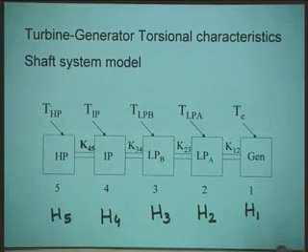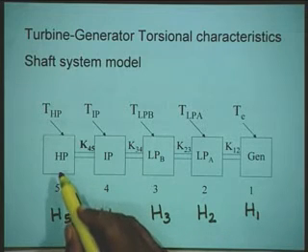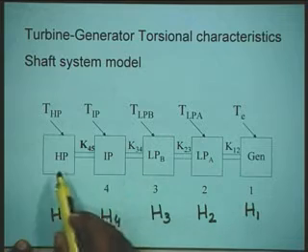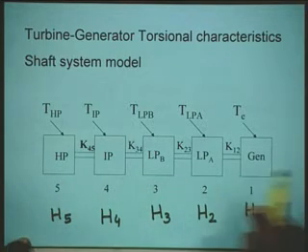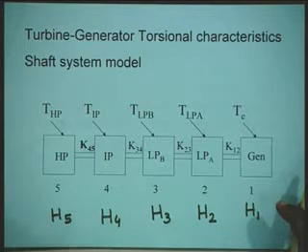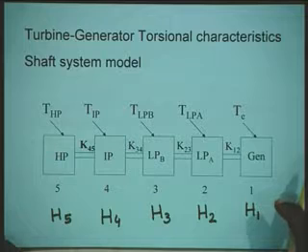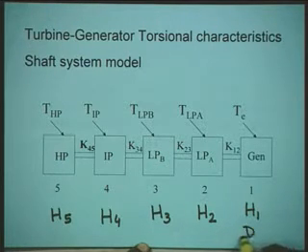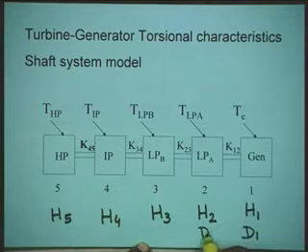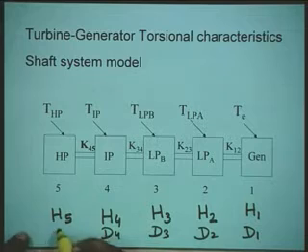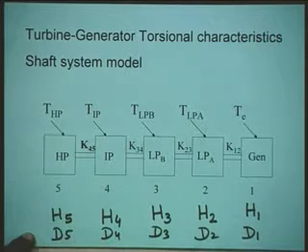Further, we will assume that there is some damping associated with the oscillation of these masses. Now, here in this model the various turbine sections and generator are represented by lumped mass. The dampings associated with these 5 different masses are represented as D1, D2, D3, D4 and D5.